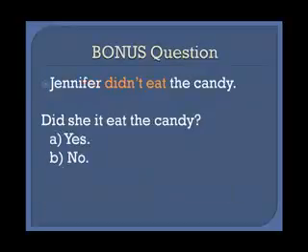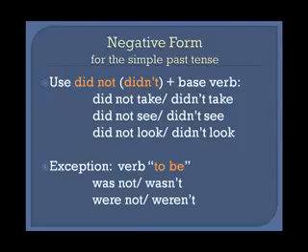Bonus question. Jennifer didn't eat the candy. Did she eat the candy? Answer: B, no. The last question you answered was about recognizing and understanding the simple past tense in the negative. We use did not plus the base verb. For example, did not take, did not see, did not look.